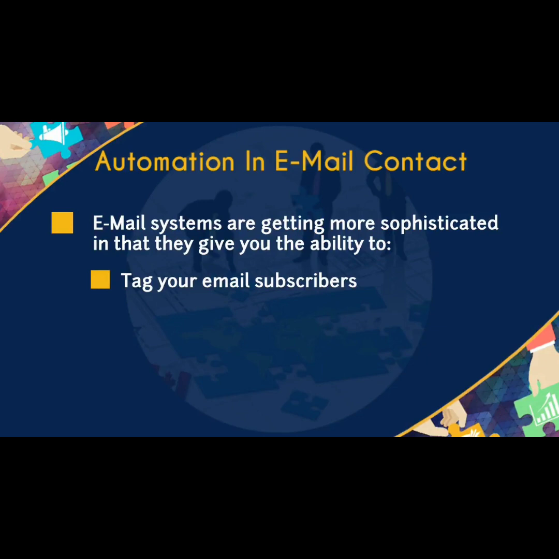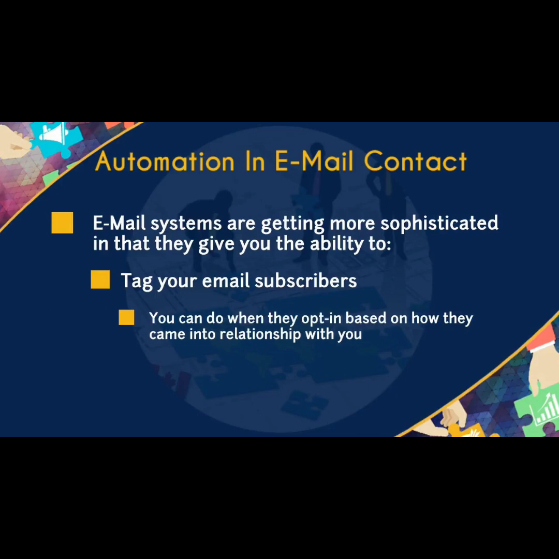And you can set this up ahead of time so that your system is doing the work. You don't have to go through every single email address. You're allowing your system to do that. You can do this based on how they came into the relationship with you. You can also do it when they take certain actions. Again, somebody takes an action inside your email, you can tag them, right? You can identify them for your future use.